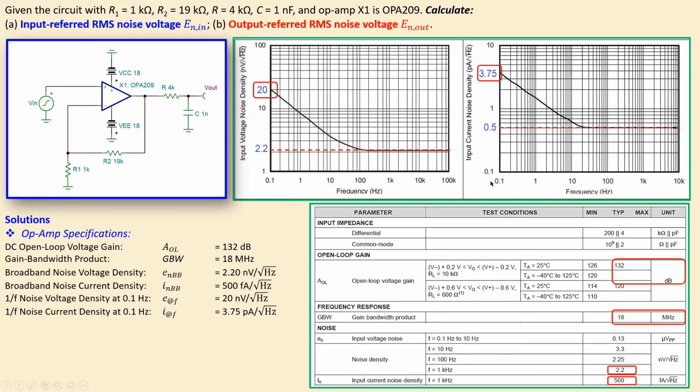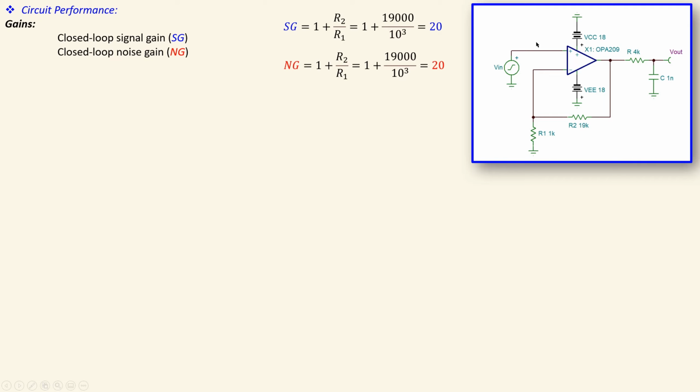The next is the noise gain. Since it's a non-inverting amplifier, we also have exactly the same value for our noise gain, because the noise gain is by definition determined from the noise source which is placed at the non-inverting input of the op-amp, and then again using the same formula for the gain. And that is exactly the same, 1 plus R2 over R1, and that will also be 20.